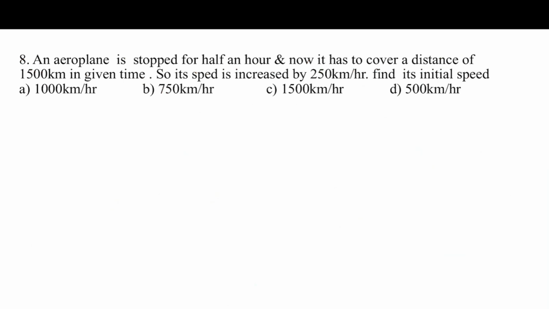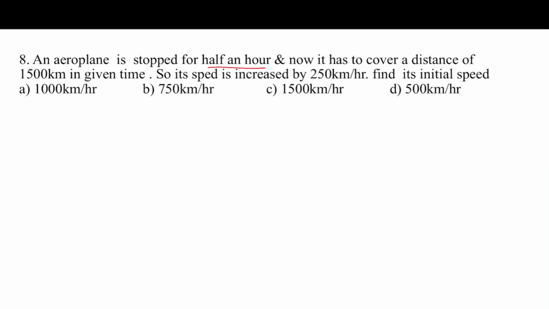An aeroplane is stopped for half an hour and now it has to cover a distance of 1500 kilometer in the given time. So its speed is increased by 250 kilometer per hour. Find its initial speed.